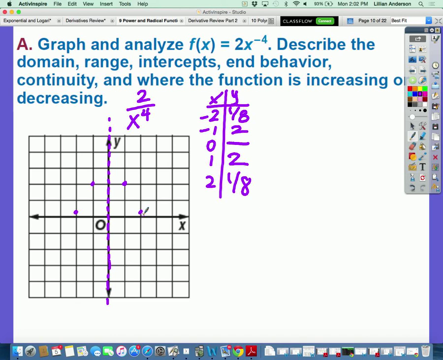3 to the 4th power is 81. 2 over 81 is a small number, smaller than 1/8. When you plug in 4, 4 to the 4th power is 256. 2 over 256 is another really small number. So the bigger that x gets, what's happening to my y's? It's getting smaller to what number? 0. But it never touches. It will never touch or cross that x-axis.